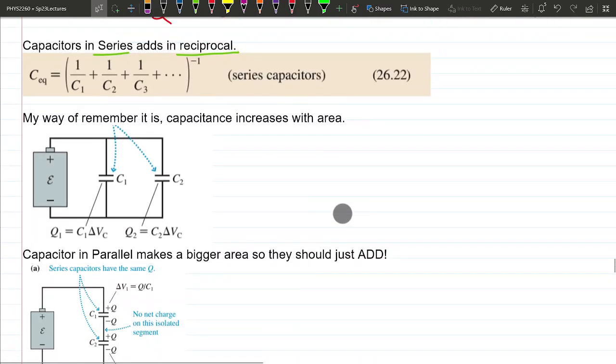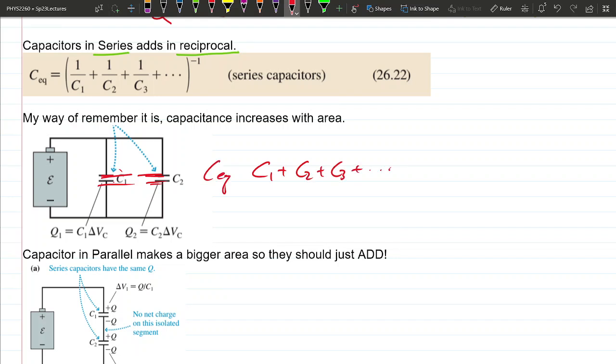So my way to remember capacitance is, I think what intuition tells you is that when you have capacitors in parallel, you can just think of it as making a capacitor that has a bigger area. And when you're making a capacitor with bigger area, that means you're increasing the capacitance, so you can just add C1 plus C2 plus C3 and so on. This is parallel.